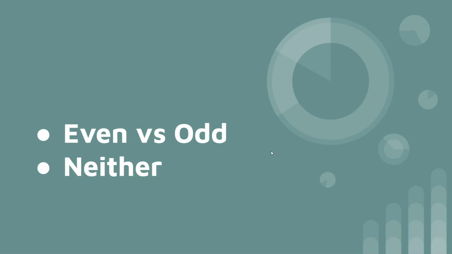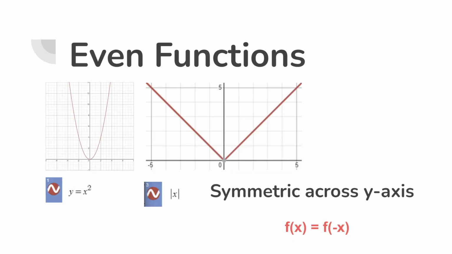This video is about even function, odd function, or neither. Even functions have a property that they are symmetric across the y-axis, and this can be written as f(x) is equal to f(negative x). For example, we have a quadratic function or an absolute value function.